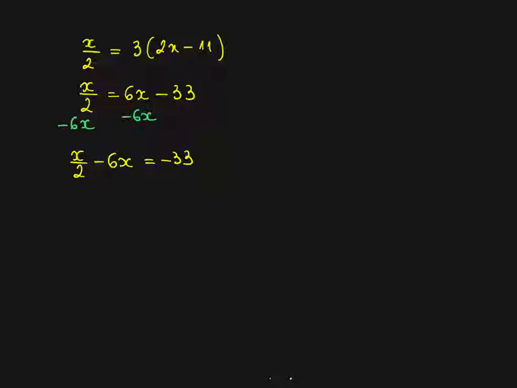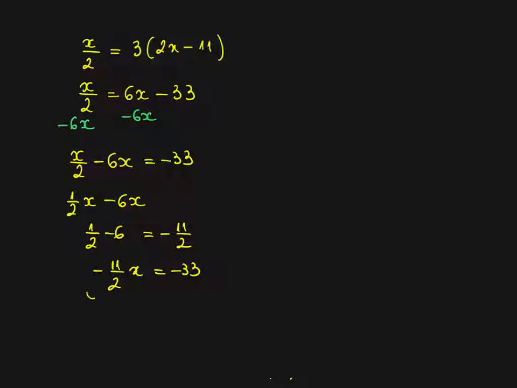Now again, this could be a bit challenging, but if we think that that's a half x minus 6x, and if you put in your calculator a half minus 6 to see how many x's you have, your calculator will give you minus 11 over 2. So the left hand side is minus 11 over 2x equals minus 33. Remember you had half x minus 6x, so it gives you minus 11 over 2x.